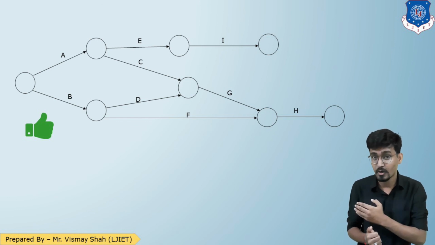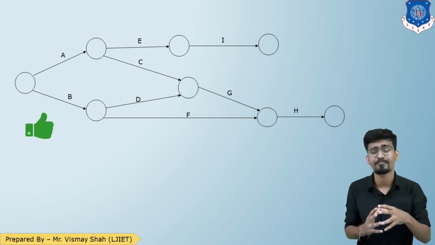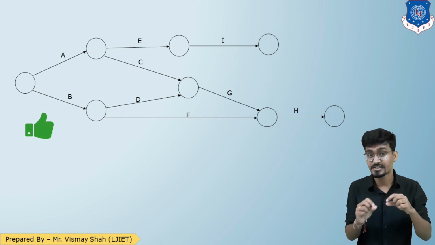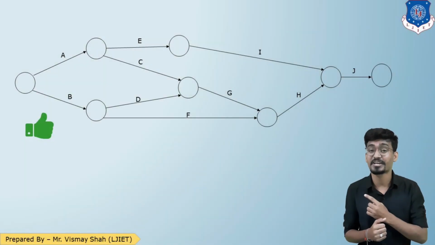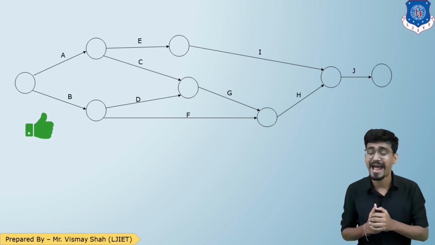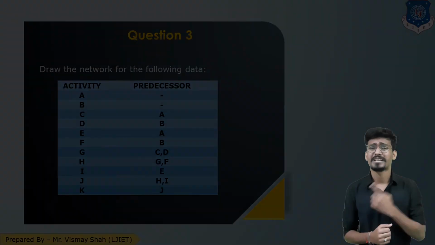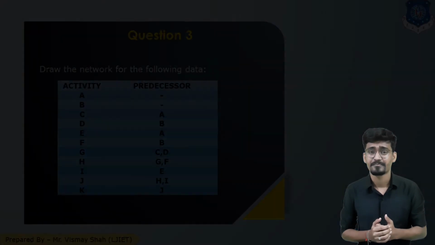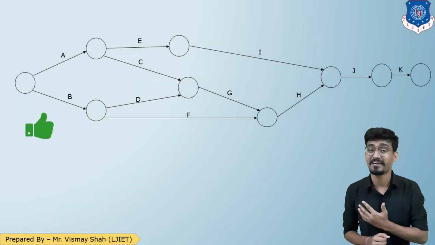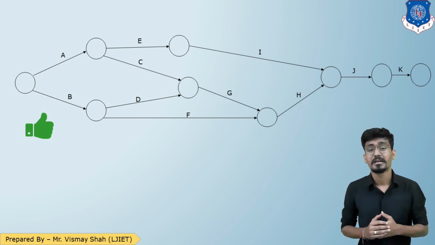Now H is below over there, and I is coming from E. Now out of that, J is coming. So we need to merge the endpoints of H and I, and then we have to represent J. Let us do that. So this is the representation of H and I, and then out of that J is coming out. Let us read the last data. The last data is activity K having predecessor activity J. So this is the last representation of the last activity, and this is our completion of the network.